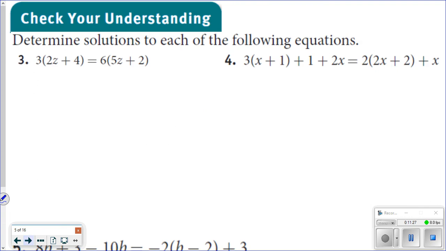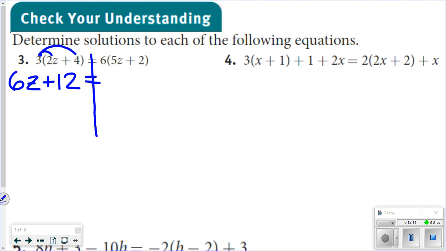On the top of the next page, we are going to work through the Check Your Understanding box together. Please use the My Notes section of your book on page 26 to write out each step. Organize your work off to the side in that graph paper portion of your book called the My Notes. I'm going to draw my line down. I'm going to start with the left side. We need to distribute here. 3 times 2z is 6z. 3 times 4 is 12.